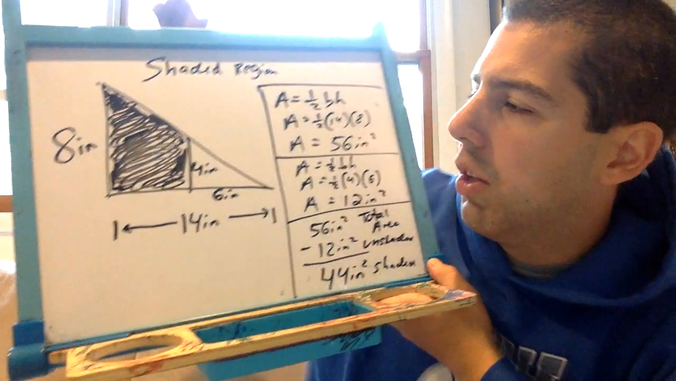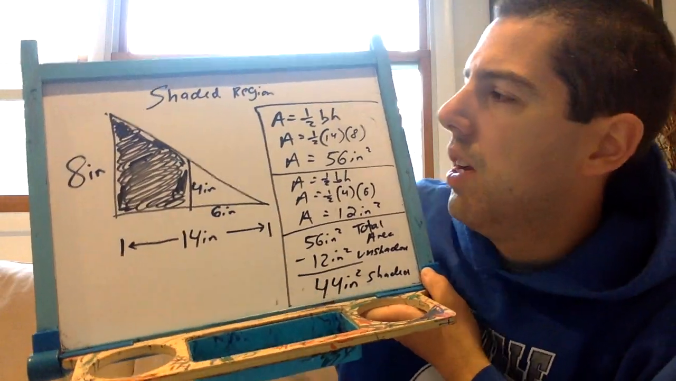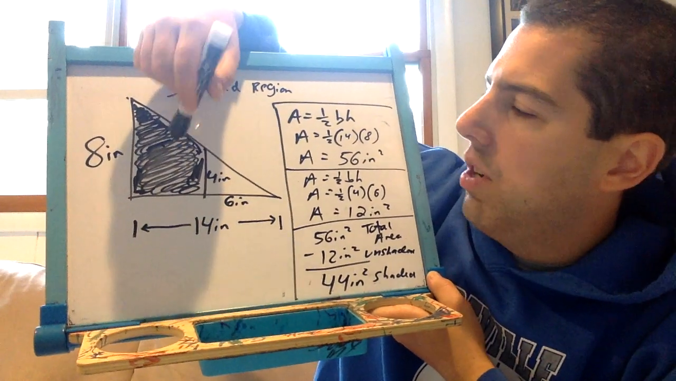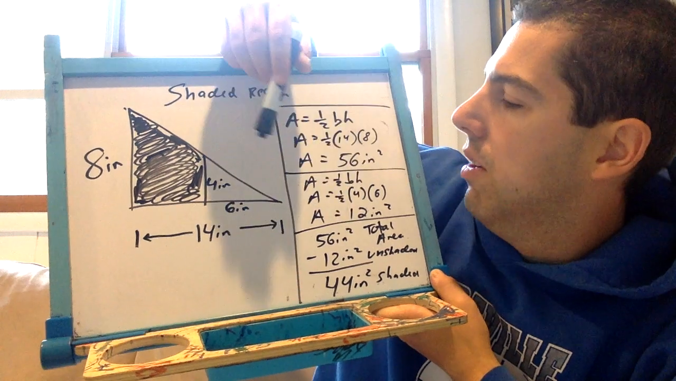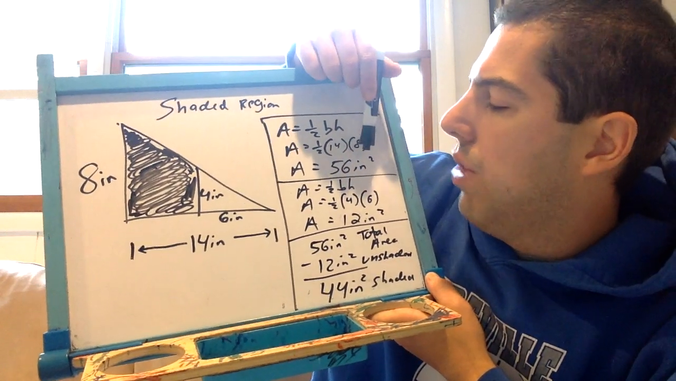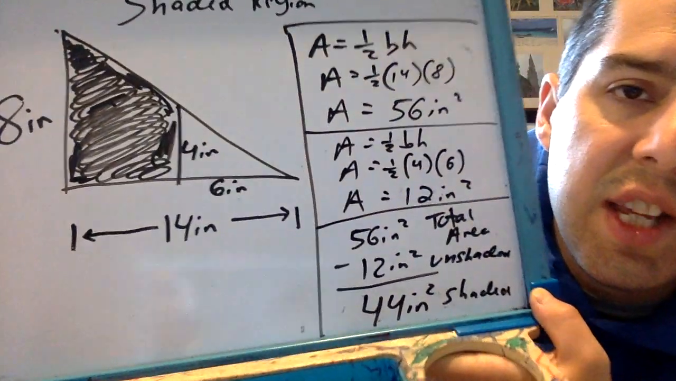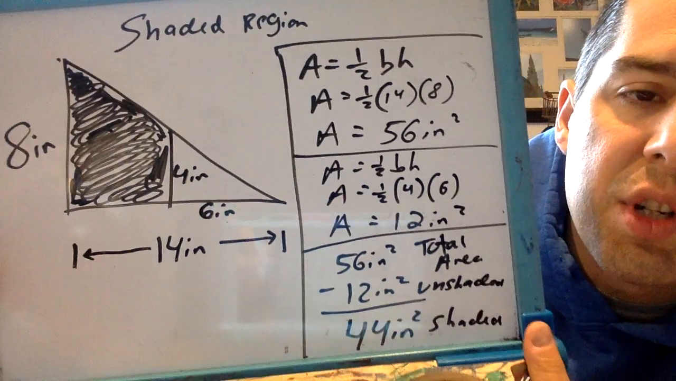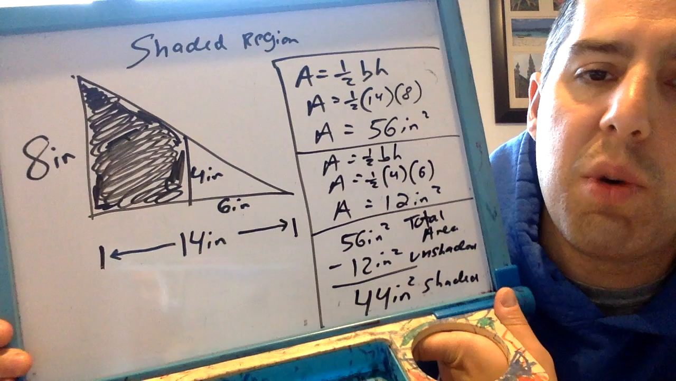Here's an example of a shaded region problem. You have a large triangle with a shaded section. If you want to get just the shaded part, you get the area of the whole triangle, 1/2 base times height. The base and the height are the 8 and the 14. So the whole triangle is 56 square inches. Then you get the area of the small triangle, which is 4 by 6. So 1/2 times 4 times 6, which would be 12 square inches.